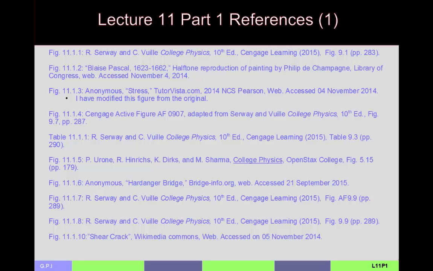Okay, well, that's all that I have for the elastic properties of solids. You could think of this as a continuation of the statics and equilibrium discussion from previously. The next thing that I will talk about in part 2 of this lecture is actually statics in fluids.